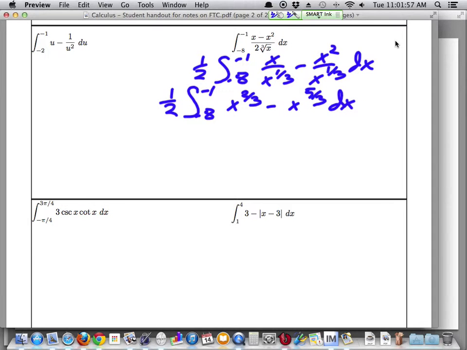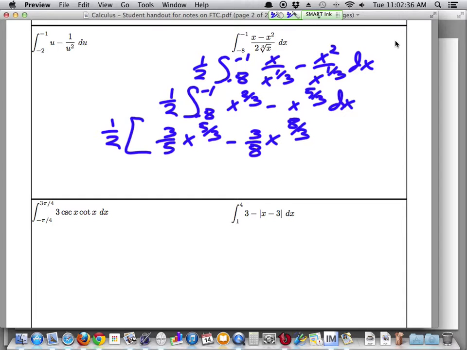All right. Now what do I want to do? Integrate. Leave this 1/2 out here. So what do I get when I integrate x to the 2/3? 3/5 x to the 5/3. All right, 3/5 x to the 5/3. And what do I get when I integrate x to the 5/3? What's the new exponent? 8/3. So what has to be in front of it? 3/8.